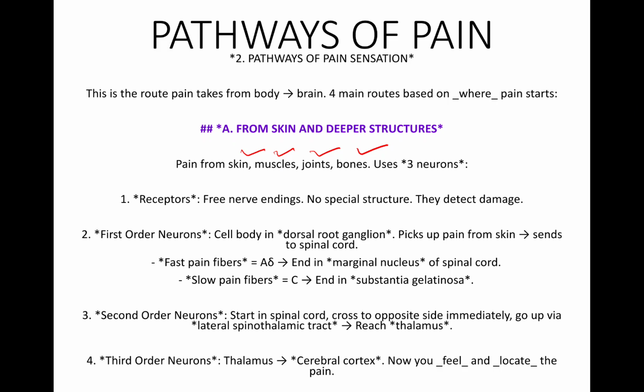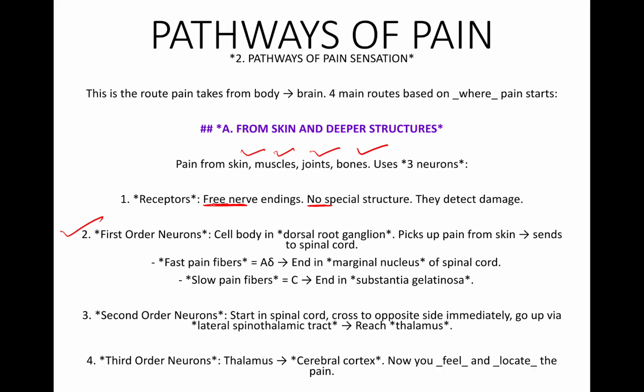First, the receptors which are active here have free nerve endings, no special structure, and they detect the damage. The receptor's job is done. Now the 3 neurons used here. The first order neurons: the cell body is in the dorsal root ganglion, picks up pain from skin, sends it to the spinal cord. There are 2 pain fibers, fast and slow, in first order neurons. The fast pain fibers are the A delta fibers. They end in the marginal nucleus of the spinal cord.